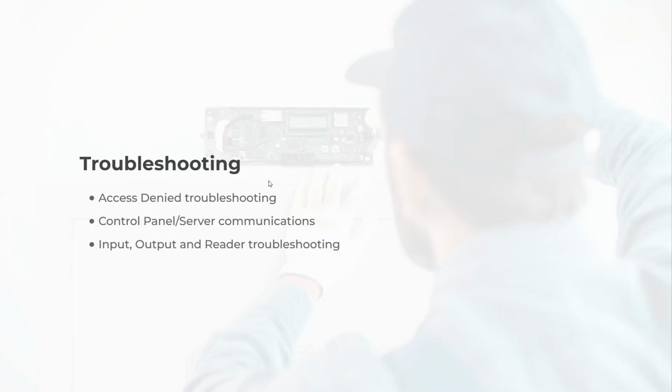In this section, we're going to cover some of the troubleshooting aspects of Odyssey with some of the more common issues you might run into, including why people aren't getting through a door, panel and server communications, input, output, and reader troubleshooting, along with some additional resources and further reading.